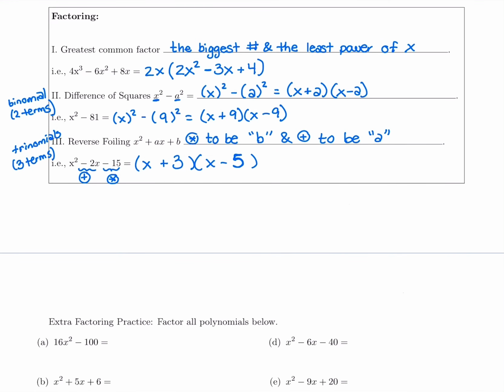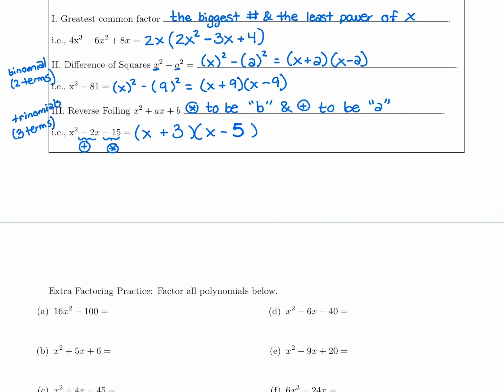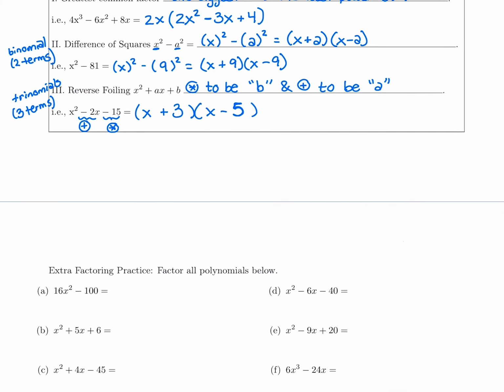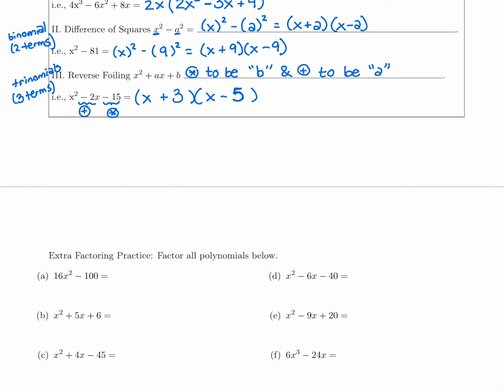So there's the 3 methods. You can try these next ones and see if you know how to factor any of them. If not, pop on the next video and I'll explain how to do each of those.